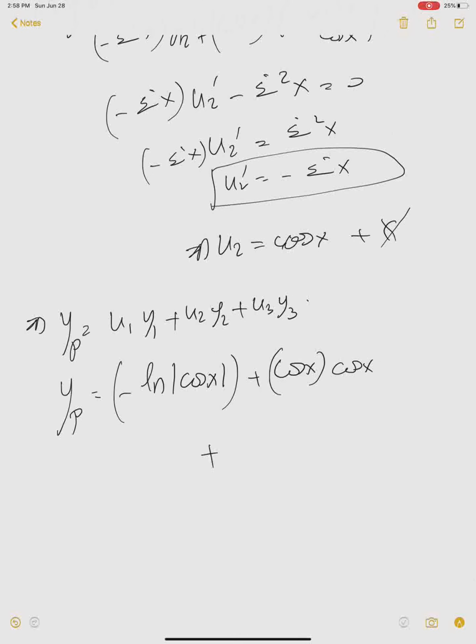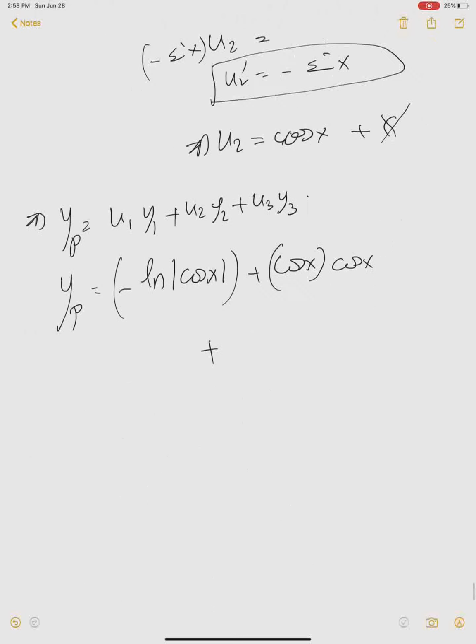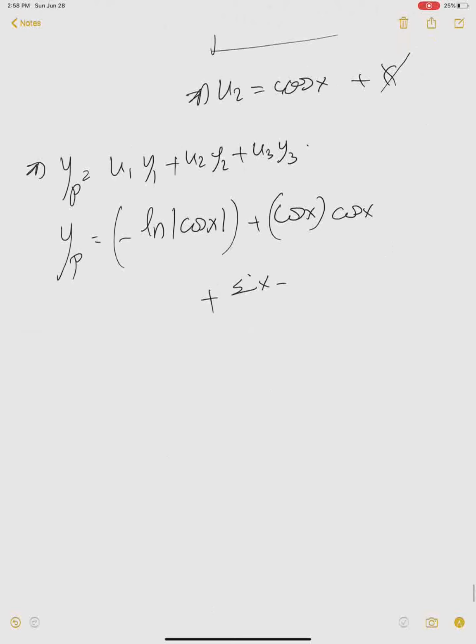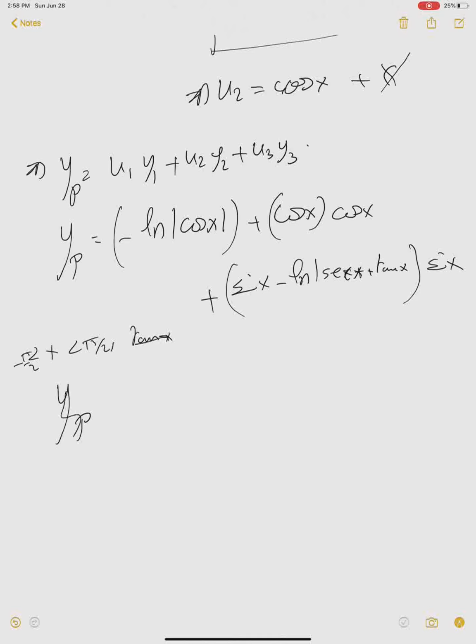And then plus u3, which is sine x, minus log absolute value of secant x plus tangent x, and all this times sine x. And y sub p, now notice that x is between minus pi over 2 and pi over 2. So this implies that cosine x is positive. What about secant x plus tangent x? Now this comes in handy.